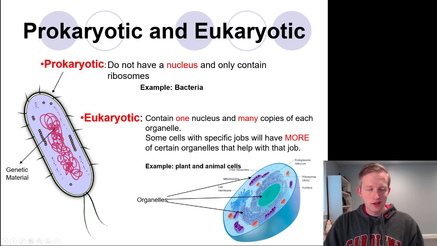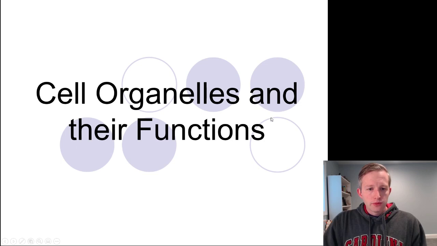So for instance, you might expect a muscle cell to have a ton of mitochondria, because mitochondria provide lots of energy, and a muscle cell is going to be using a lot more energy than some random cell on your pinky toe.